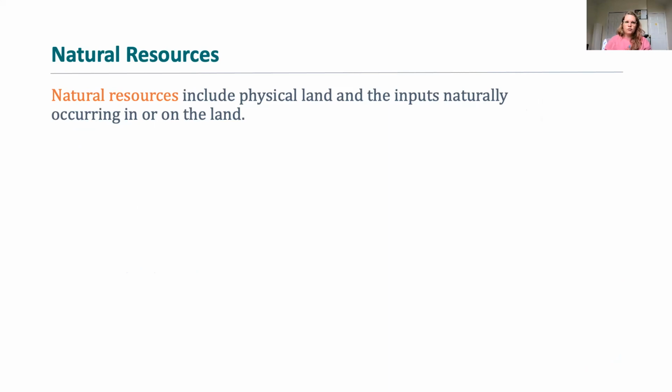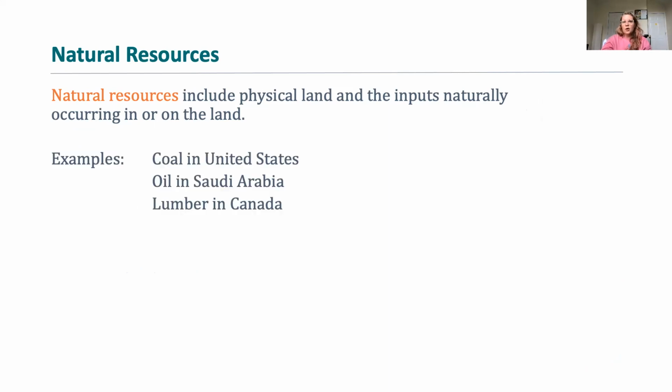Natural capital or natural resources are anything that comes from the earth, the physical land and the inputs that naturally occur in or on the land. So this includes things like coal, oil, lumber, water, paper, meaning it comes from trees, fish, other forms of wildlife, minerals, heavy metals, things that we extract from the earth and environmental systems.